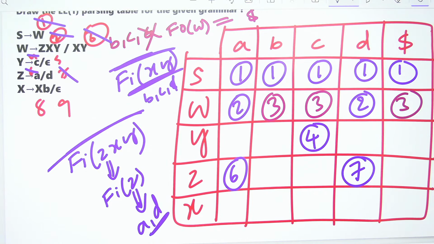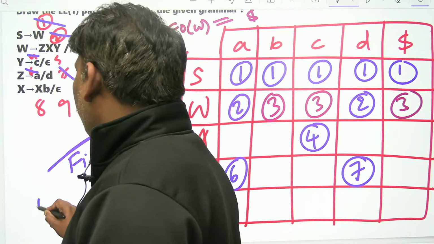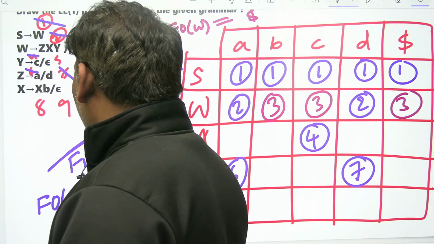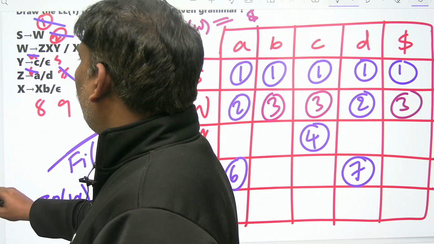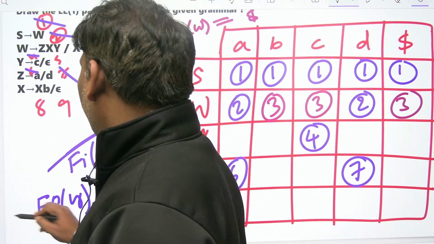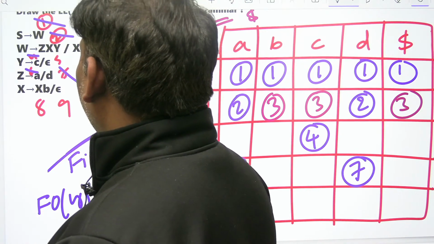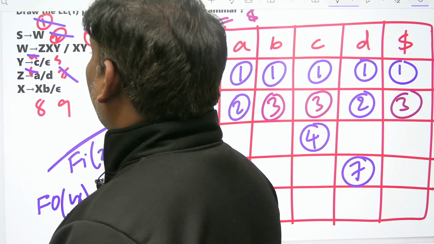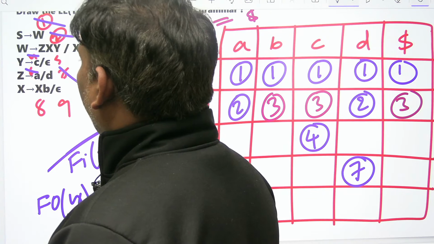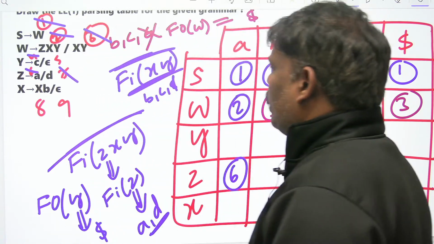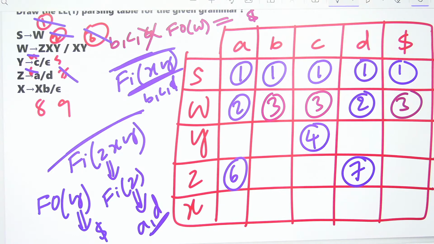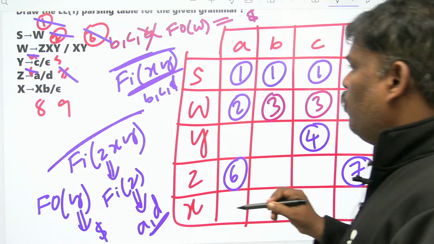Can you help me now? Which one is missed out? Where will the fifth production go? Fifth production will go to follow of Y. Let's check. What is follow of Y? Follow of Y is follow of W, which is going to be dollar. Follow of Y is equal to follow of W. I think only dollar. So the fifth production will go to Y row dollar.